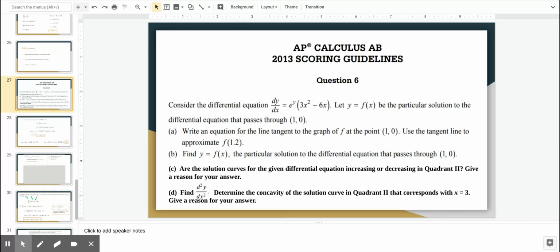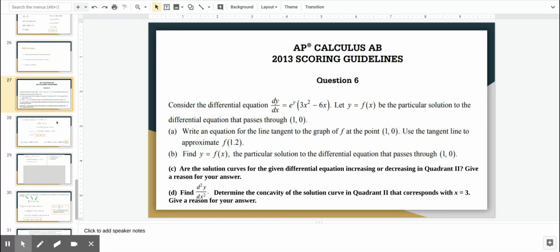I must be solving for the particular solution. Not true, right? Unless it tells you specifically to solve for the particular solution, like it does in Part B, you're not doing that. You're writing an equation for the tangent line. Part A is actually a whole lot easier than Part B. All right, so just keep that in mind. As soon as you see equation of tangent line, you're not solving for a particular solution. You're writing an equation for a tangent line.